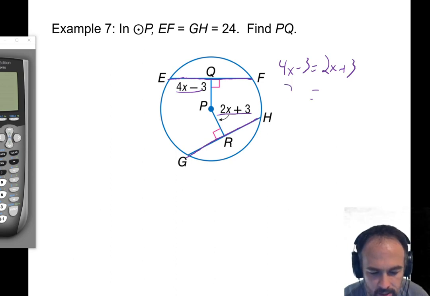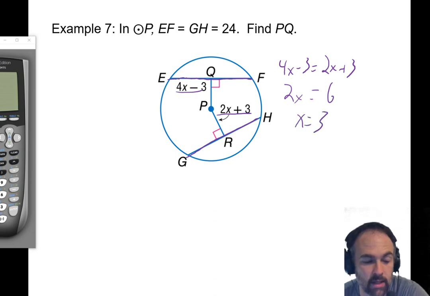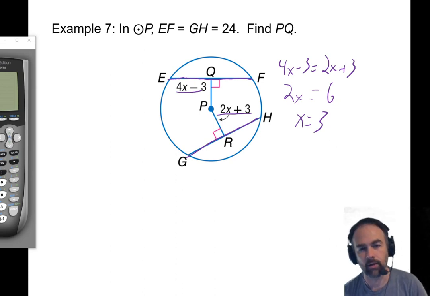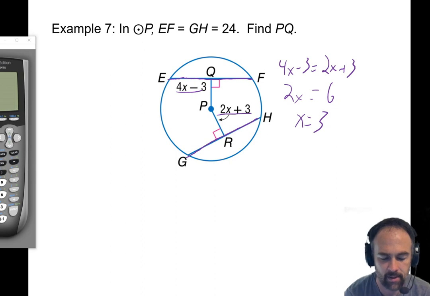Subtract 2x on both sides, gives me 2x on the left. Add 3 gives me 6 on the right. Therefore, x equals 3. And the famous question, are we done? And if you're there, or if you were in class, I'd hope you would be saying, no, not done. All right, we got to jump back in.